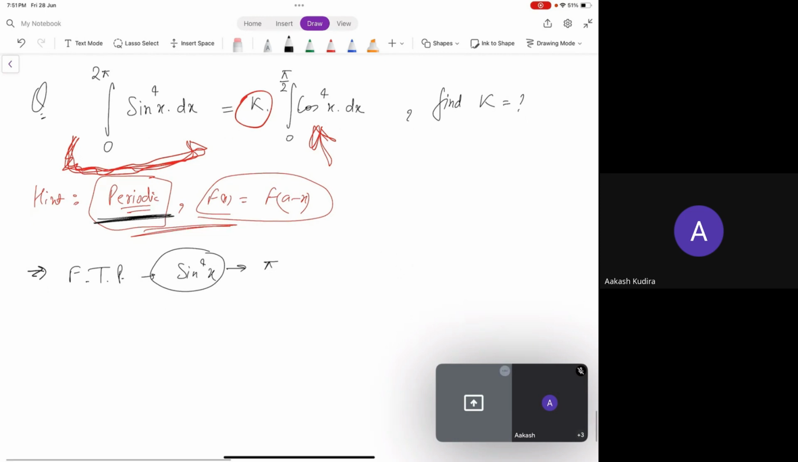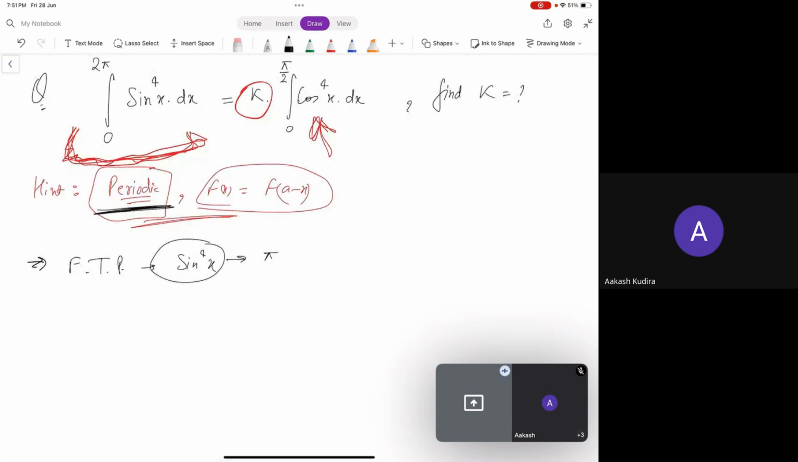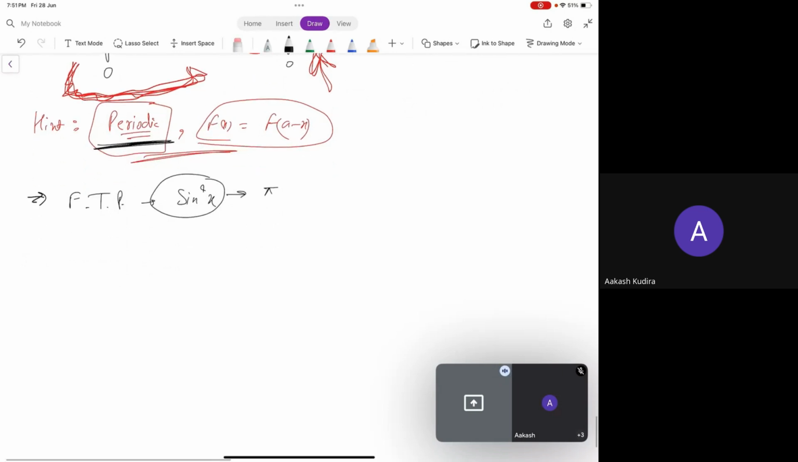Now see here, so the time period is pi, है ना? Now I will use the property here. So 0 to 2 into pi.